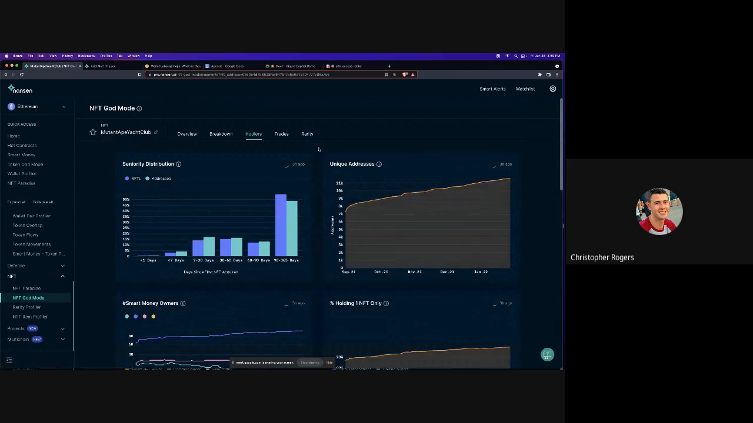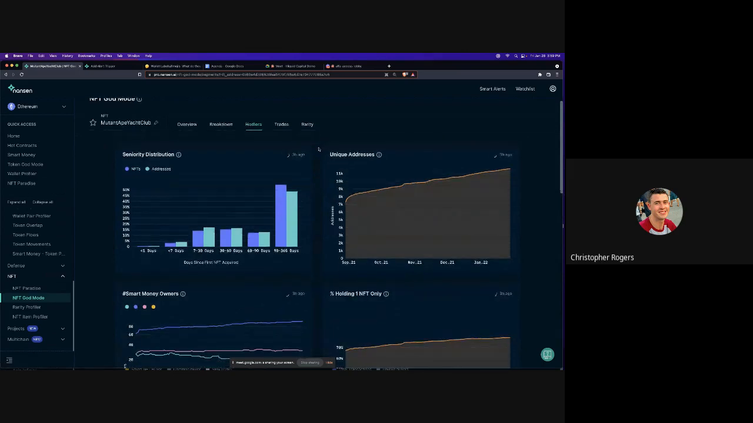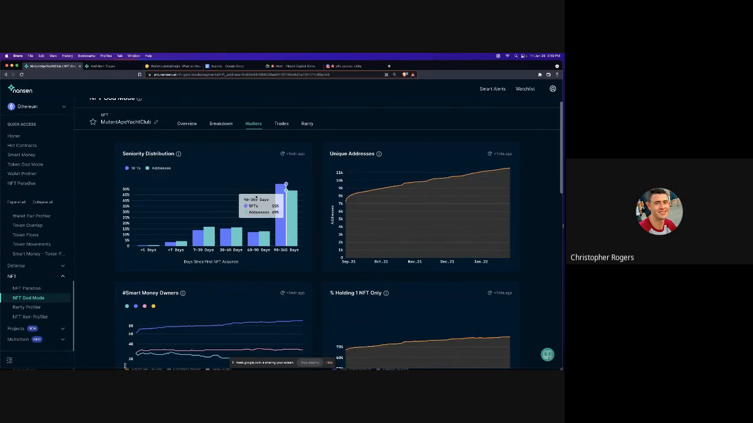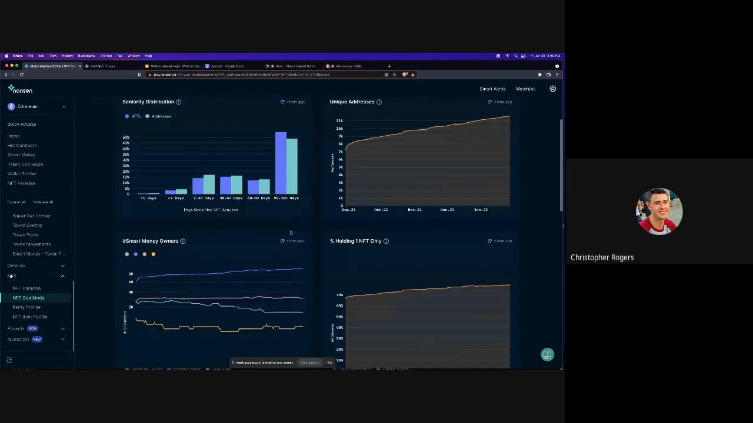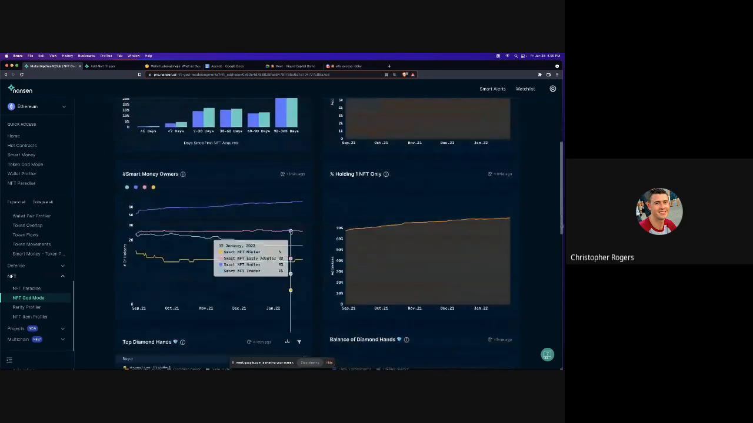Right, and then for the sake of time, I'll run through this one relatively quickly, because we have a couple others to take a look at. So here we're looking at holders. We can see, as I mentioned earlier, the number of unique addresses holding this project has increased steadily since September of 2021. That's a great sign of strength and diversification of holders in the Mutant Ape Yacht Club. You can also see the seniority distribution. A lot of people are holding this for at least 90 days to a year. So that's another sign of strength if you're doing analysis for a particular project.